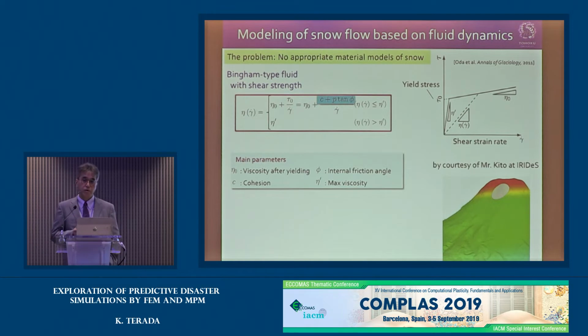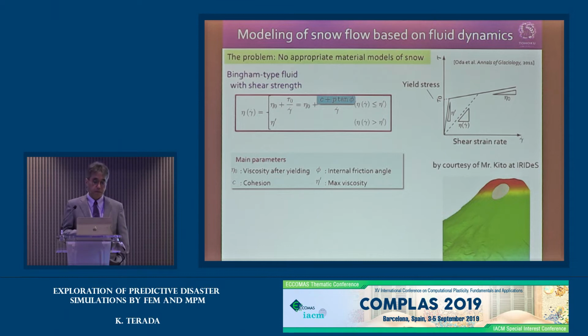In the numerical simulation of the snow avalanche, the problem is that we don't have an appropriate material model. Even if we apply a constitutive equation that can be utilized for solid mechanics, it's very difficult to determine the material parameters. So if we have no choice, we sometimes treat the snow as a Bingham-type fluid. As you know, the Bingham-type fluid has strength.